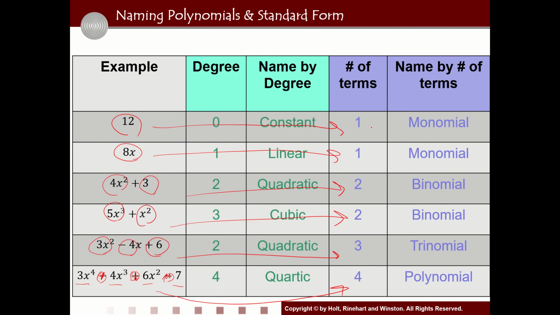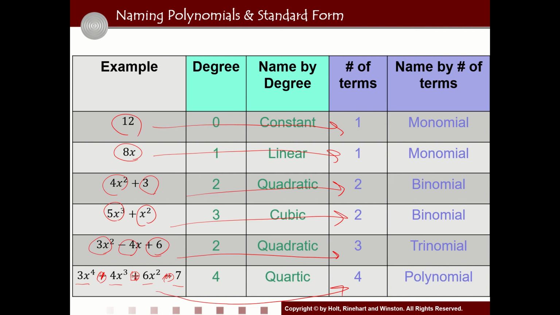So if there is 1 term, it is a monomial. Mono means 1. That's a prefix. If it's 2 terms, it's called a binomial. A bicycle has 2 wheels, right? Bi means 2. If it has 3 terms, it's a trinomial. A triangle has 3 angles. A tricycle has 3 wheels.